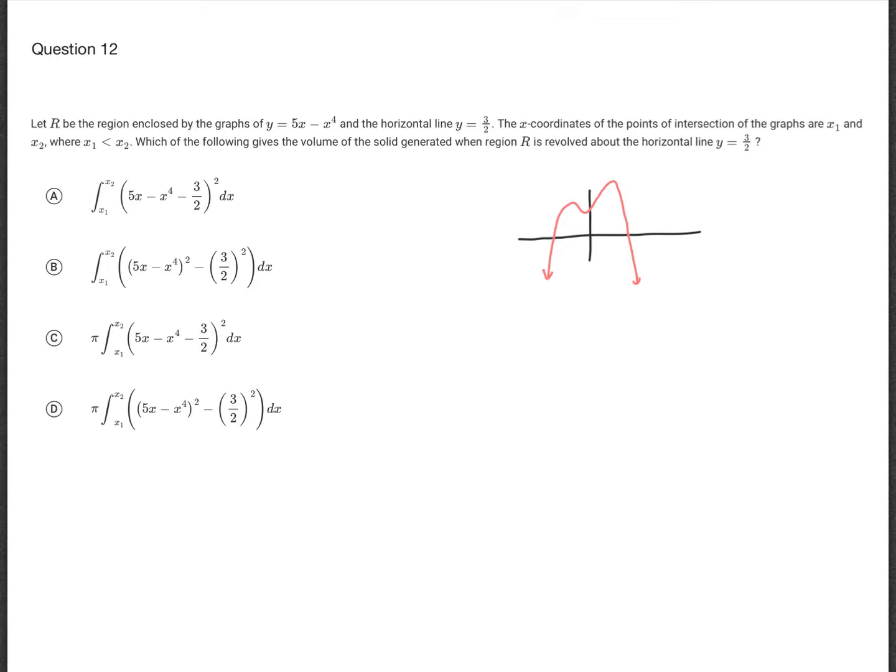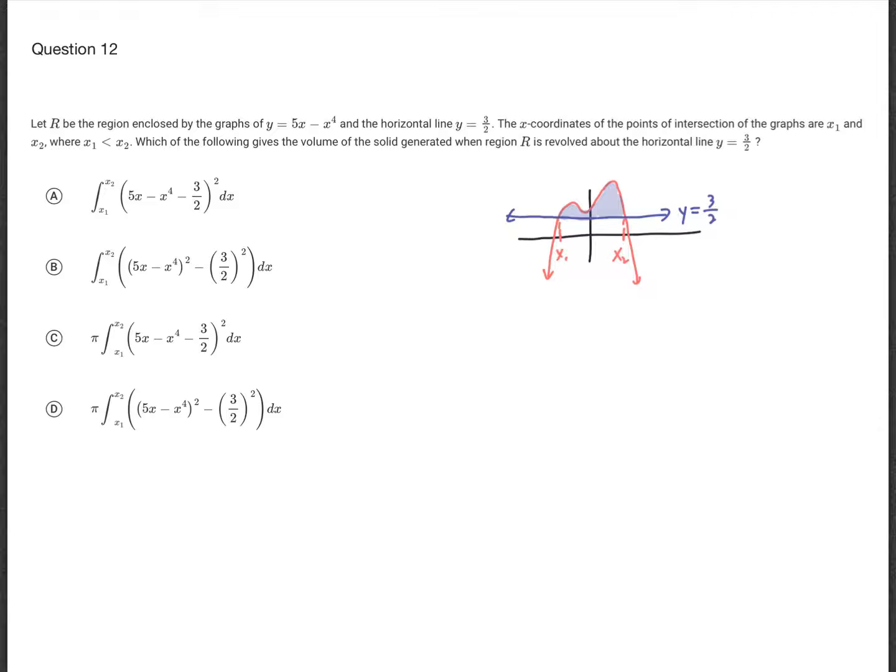And then the line y equals 3/2 might be something like that. It shouldn't be curved, but okay. And then the region that they're talking about would be like this region here, enclosed by the two graphs. Okay, so now that's the region they're talking about. The intersection points are x1 and x2.